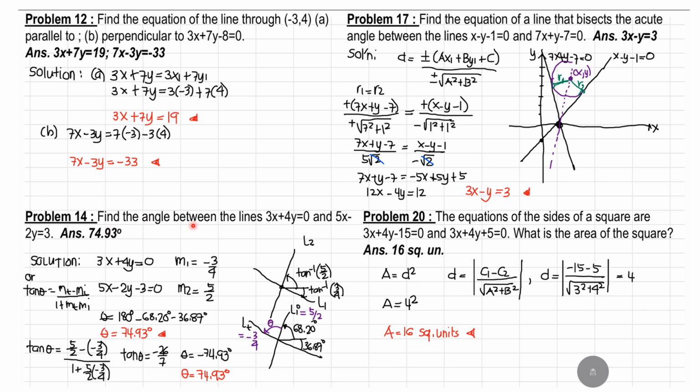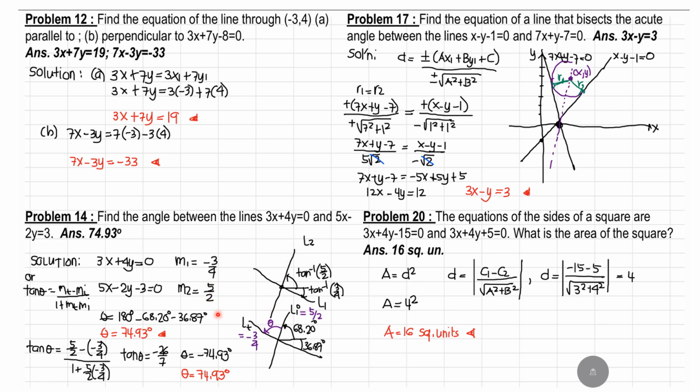Problem 14. Find the angle between the lines 3x plus 4y equals 0 and 5x minus 2y equals 3. Solution: 3x plus 4y equals 0. The slope is the negative of the coefficient of x divided by the coefficient of y, so negative 3/4. That means it slopes down to the right, and its angle from the positive x-axis is clockwise. Then 5x minus 2y minus 3 equals 0. The slope is negative 5 divided by negative 2, so that's positive 5/2. So it is inclined up to the right.